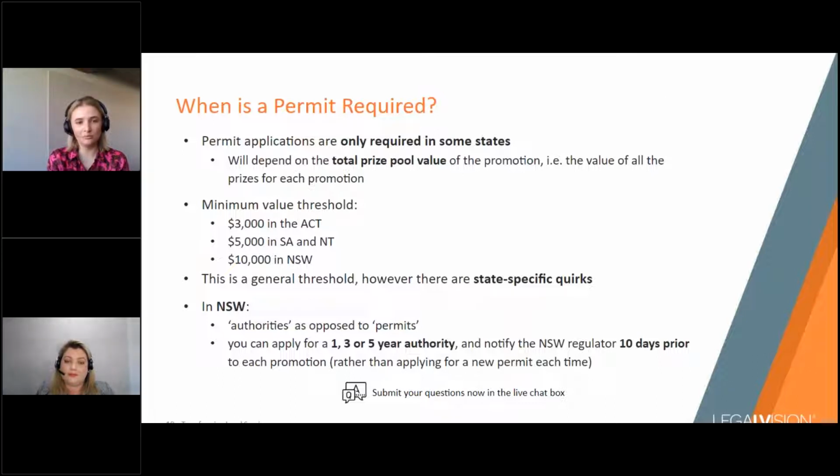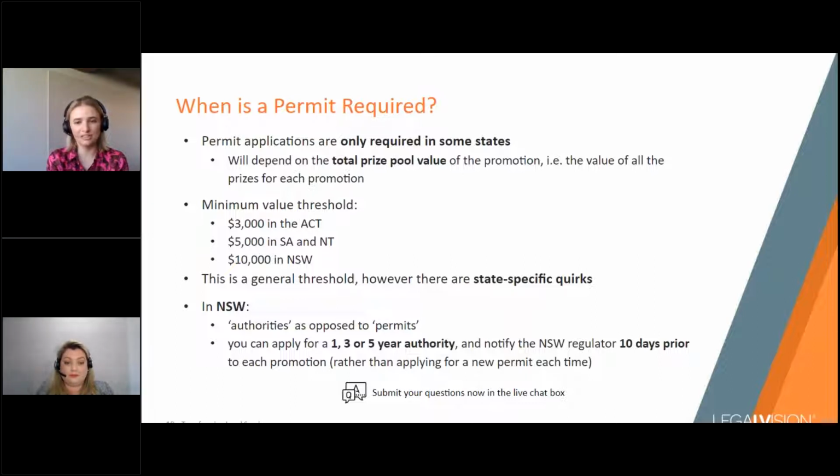The minimum prize pool value thresholds are $3,000 in the ACT, $5,000 in South Australia and the Northern Territory, and $10,000 in New South Wales. So if your total prize pool value is above any of those amounts, you'll need a permit in the relevant states. These are general thresholds, but there are also state-specific quirks.